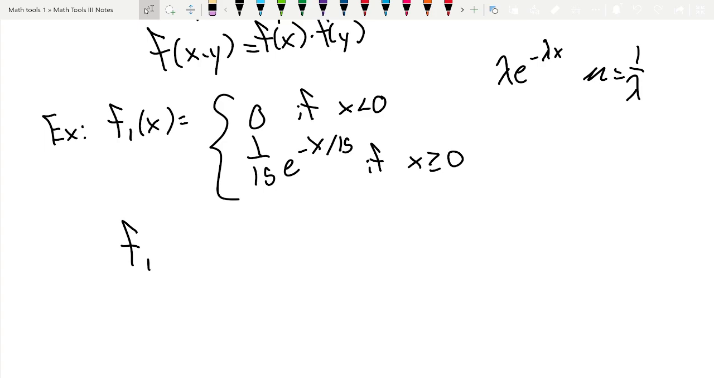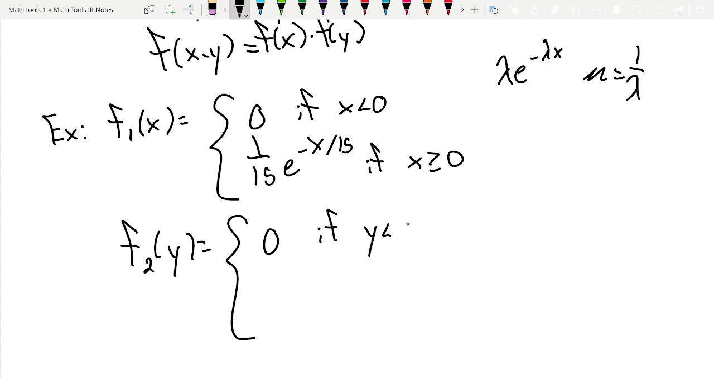And then f2 of y, which is equal to 0 if y is less than 0, and 1/40 e to the negative y over 40 if y is greater than or equal to 0. This represents the time it takes from when they are seated until they finish their meal. Okay, so exponential distribution is often used for waiting times like this.